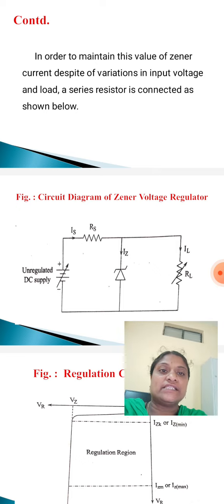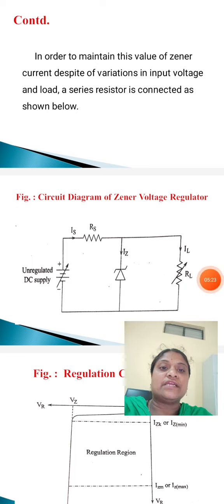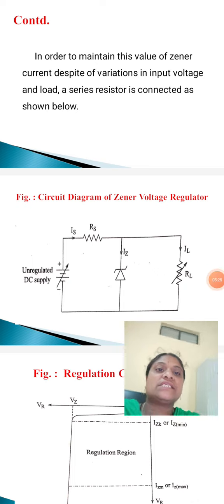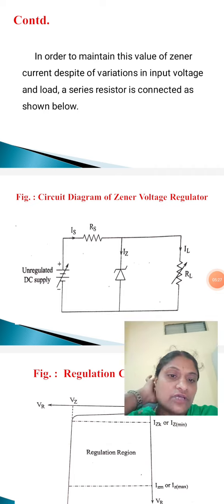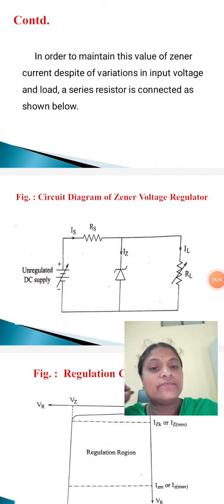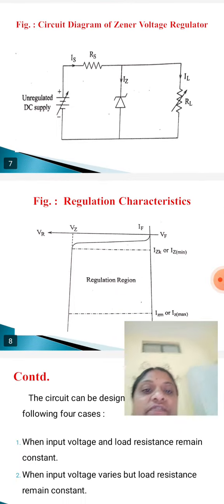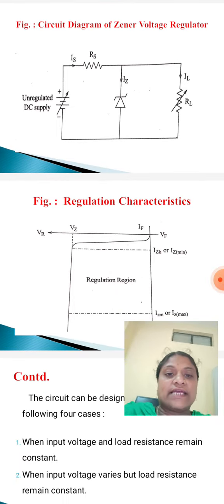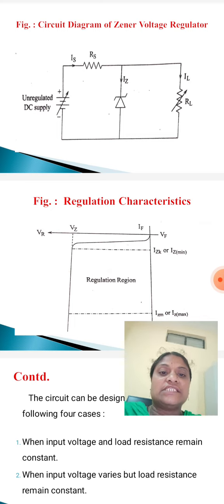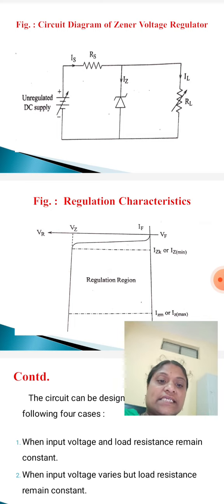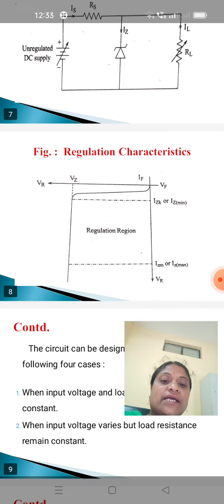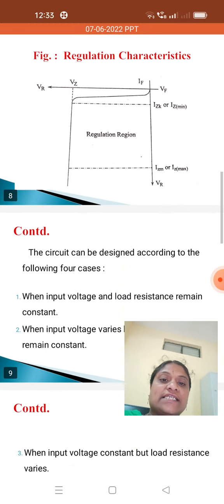In order to maintain the value of Zener current despite variations in input voltage and load, a series resistor is connected as shown below. This is the circuit, and this one is the Zener regulation characteristics. It is the reverse bias, or reverse characteristics.